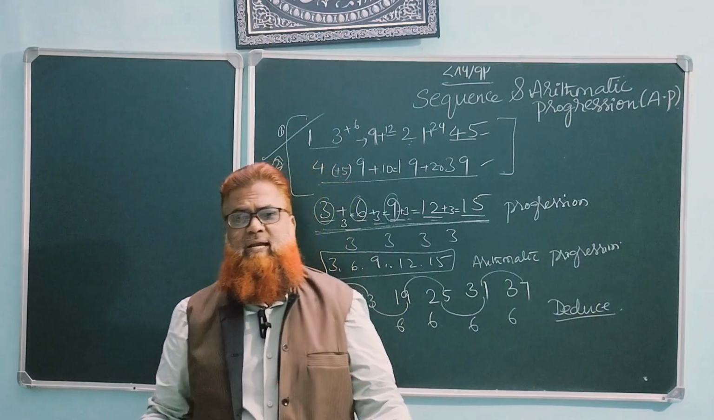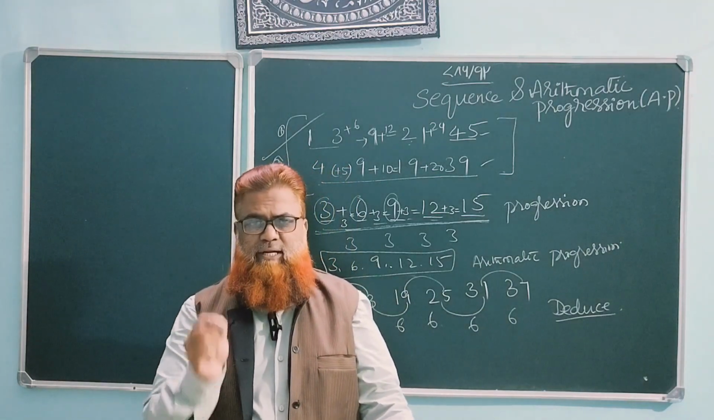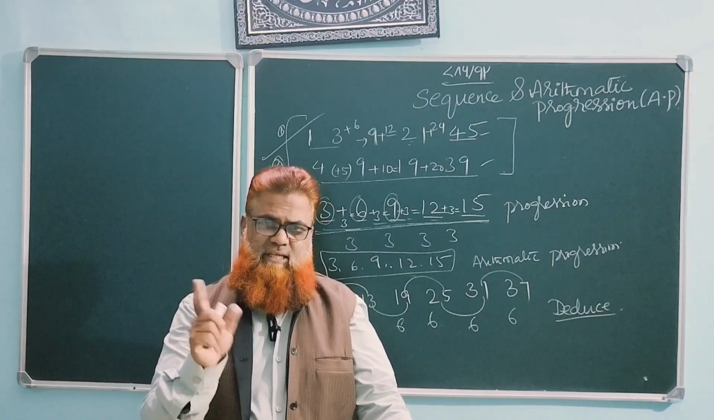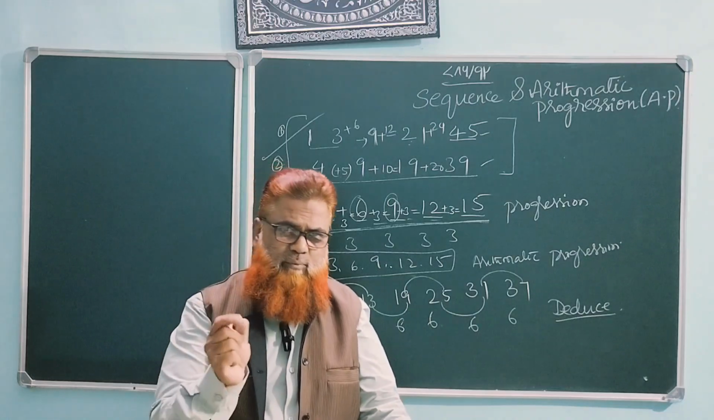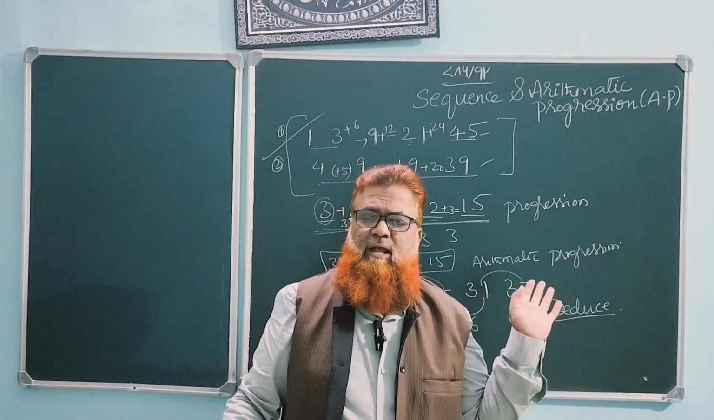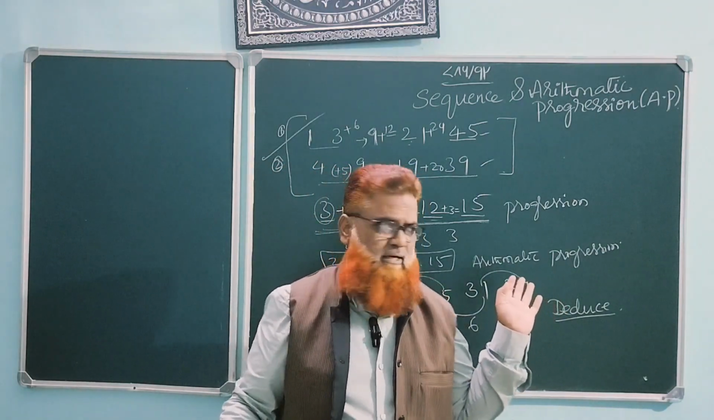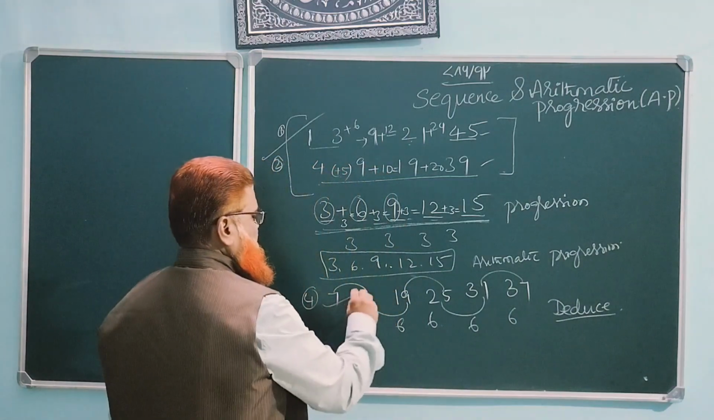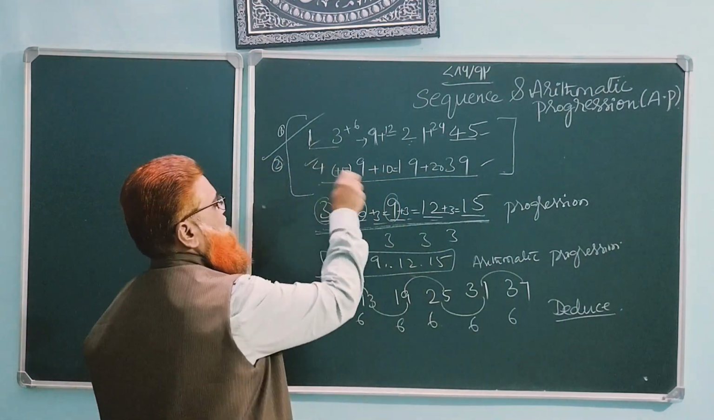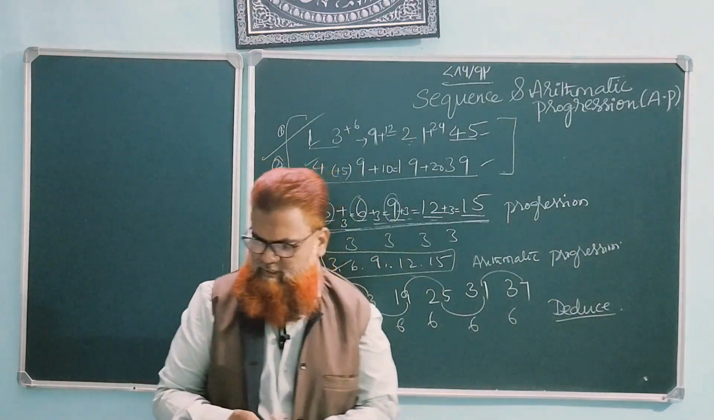We say that every arithmetic progression is a sequence, but all sequences are not an arithmetic progression. See that this is a sequence and an arithmetic progression. This is only a sequence, but it is not an arithmetic progression.